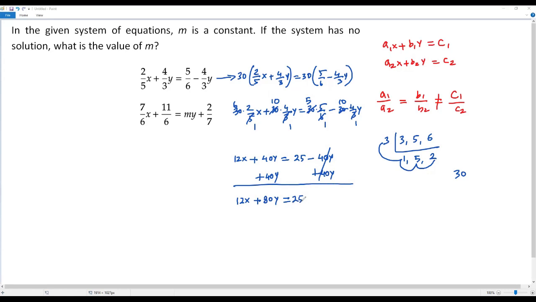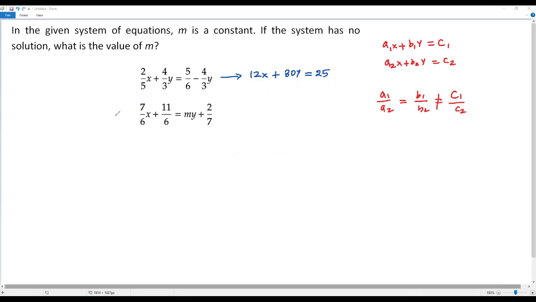Now let me erase this stuff and get the second equation in standard form. In the second equation, we find two different denominators, 6 and 7. The least common multiple of 6 and 7 is 42. Let's multiply both sides of the equation by 42 to get rid of the denominators.